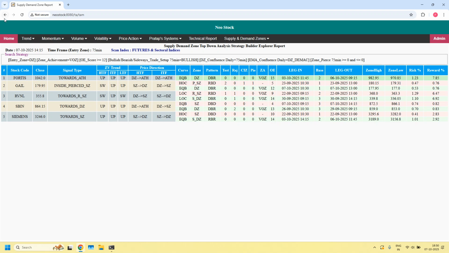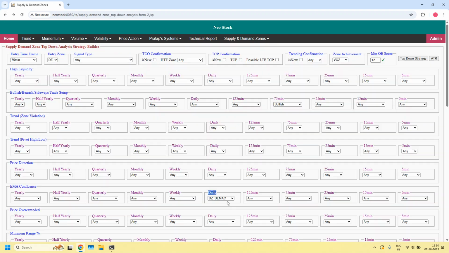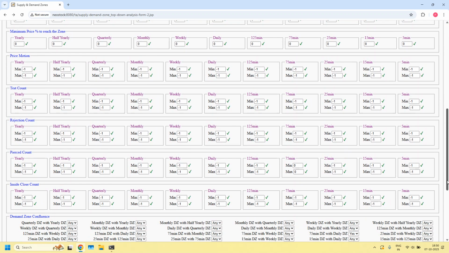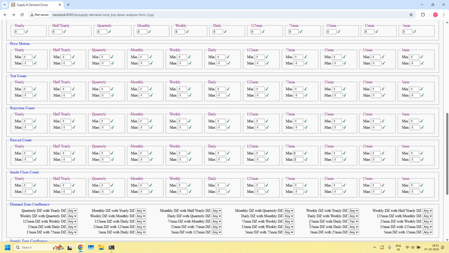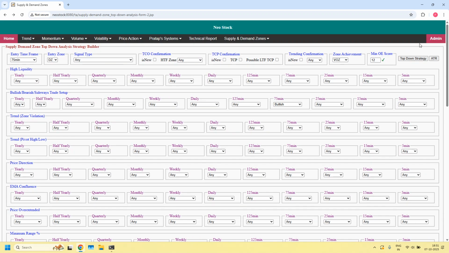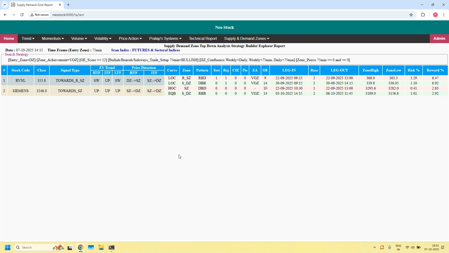Okay, next strategy, LTF, ITF, HTF demand zone Confluence, and then HTF EMA Confluence. I removed ITF EMA filter. Demand zone Confluence, 3 filters we have to set. 75 minutes and daily, 75 minutes and weekly, daily and weekly demand zone Confluence. By enabling all the 3 filters, we got 2 stocks.